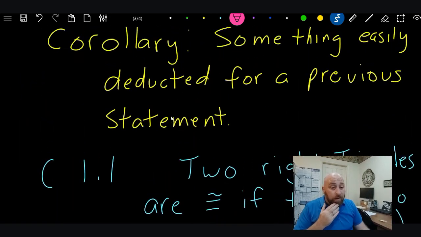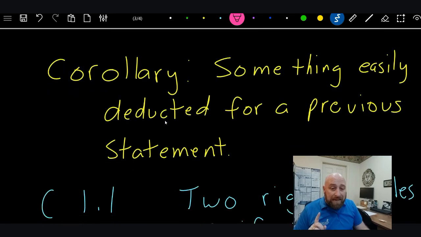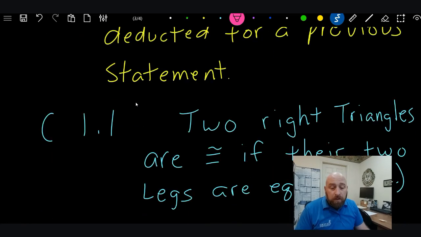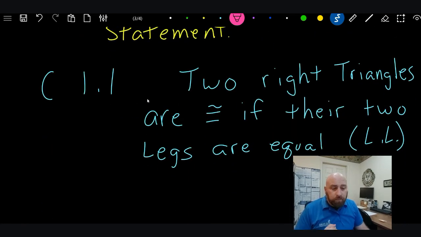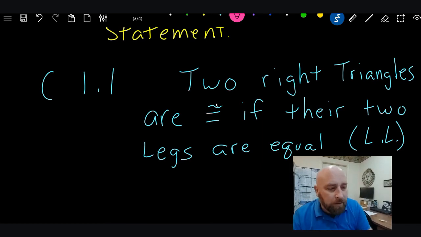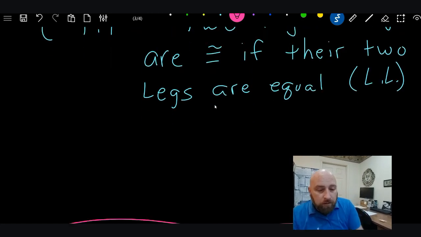All right, one more thing that I wanted to share with you is also on page number 48, and I'll be done, is corollary. What is a corollary? A corollary is something easily deduced from a previous statement. So a previous statement was the theorem. Here is corollary 1.1. Two right triangles are congruent if their two legs are equal. Okay, so why does that make sense? Well, because if we have two legs, then we also have the included angle. What's the included angle? So let's do this.